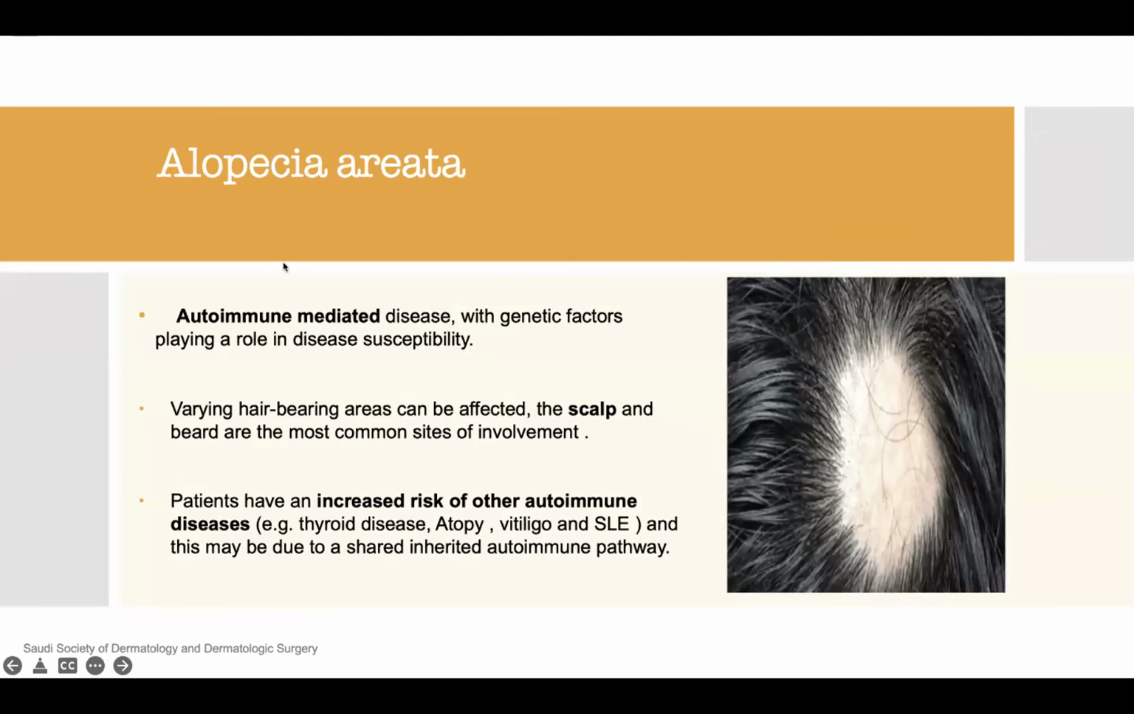Okay, so alopecia areata. Alopecia areata is considered one of the very common autoimmune-mediated diseases that we also face in our clinic on a daily basis. Most commonly, it affects the scalp, but it can also involve other areas. And patients with alopecia areata, since it's an autoimmune disease, have increased risk of other autoimmune diseases, most commonly thyroid disease, atopic dermatitis, vitiligo, and SLE.